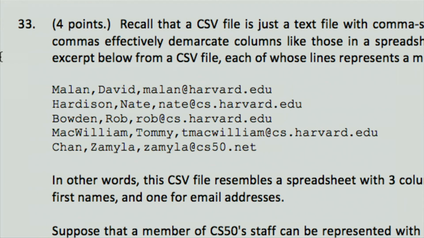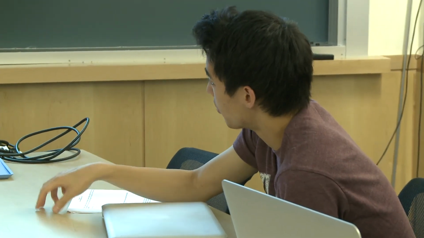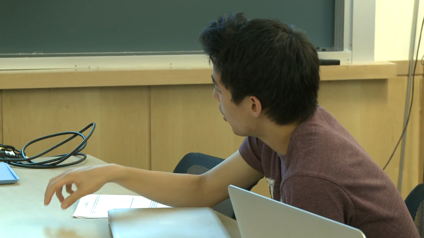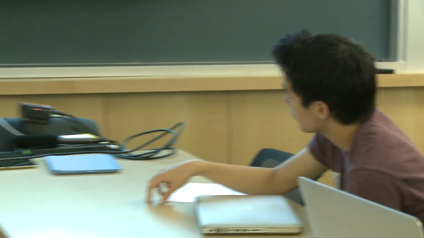So problem 33, yes. I just had a quick question. So the star or the asterisk, it's called dereferencing when you use the asterisk before. What is it called when you use the ampersand before? So the ampersand before is the address of operator.